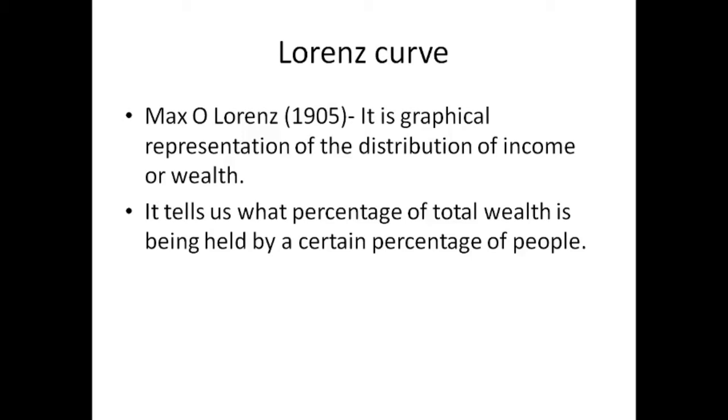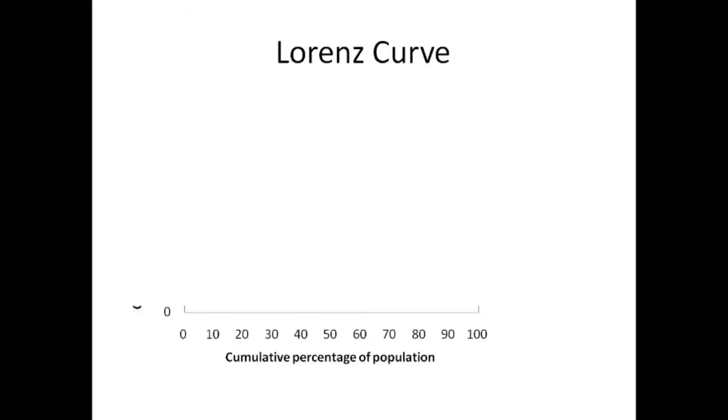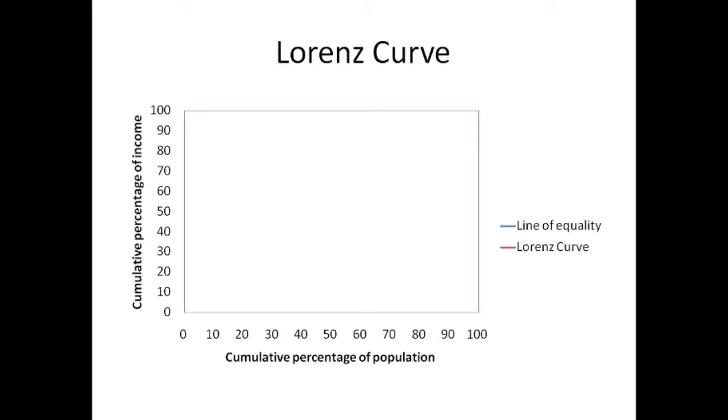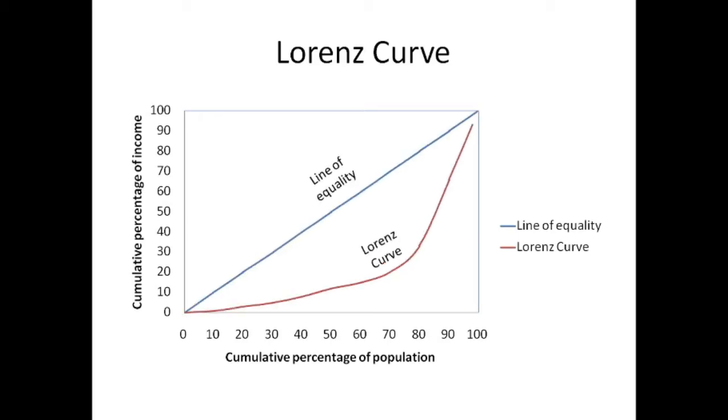The curve depicts graphically what percentage of the total wealth is being held by a certain percentage of people. Here you can see the Lorenz curve is given in red. So the perfectly straight line in blue is the line of equality, which would be if each share of population owns that respective share of wealth.